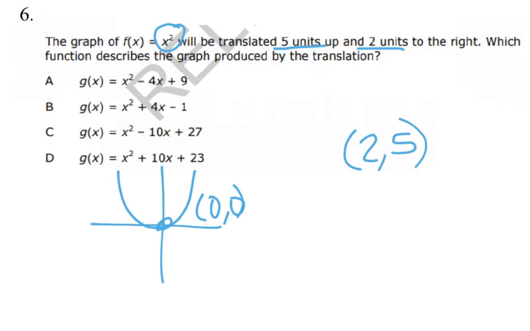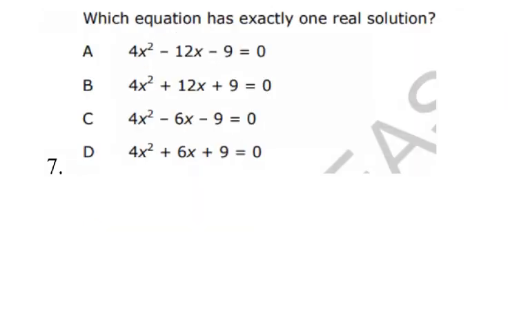So pause the video, graph them all, and see which one has an actual vertex at 2, 5. And it's pretty easy because it's the first one. So then you're done. All right, moving on.